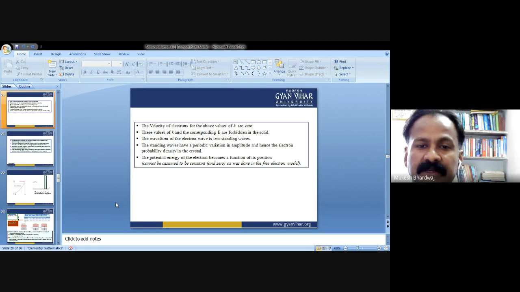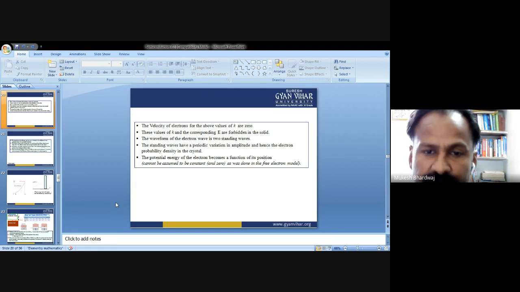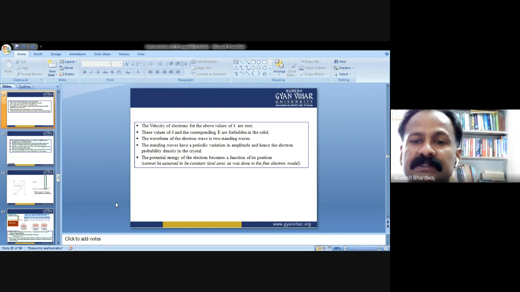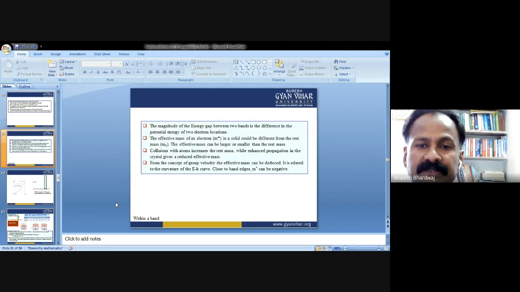The potential energy of the electron becomes a function of its position. It cannot be assumed to be constant and zero as was done in the free electron model. The magnitude of the energy gap between two bands is the difference in the potential energy of two electron locations.